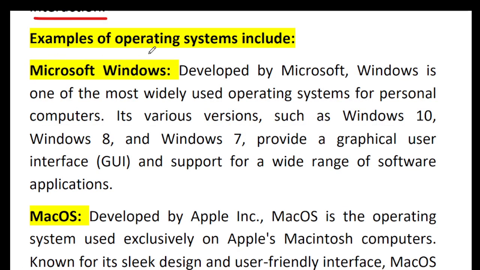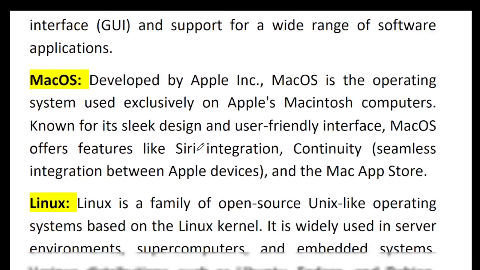Here are some examples of operating systems, which include Microsoft Windows. First of all, we will discuss Microsoft Windows. Developed by Microsoft, Windows is one of the most widely used operating systems for personal computers. Its various versions, such as Windows 10, Windows 8 and Windows 7, provide a graphical user interface (GUI) and support for a wide range of software applications.